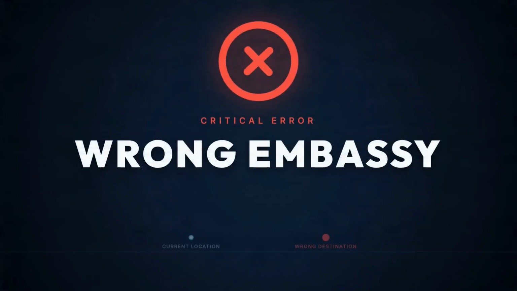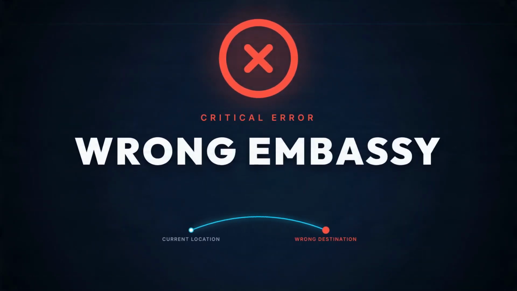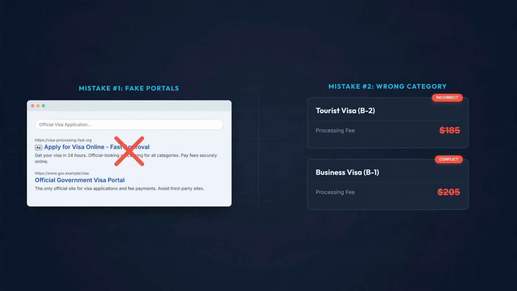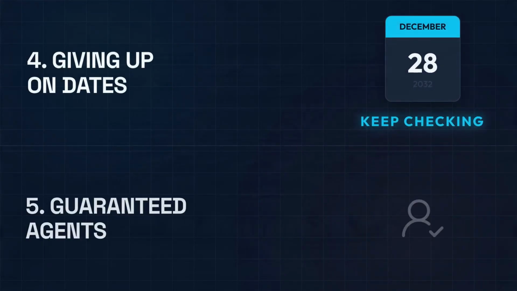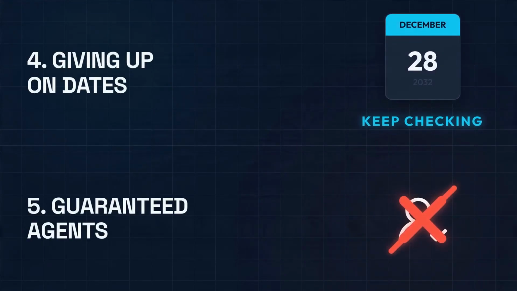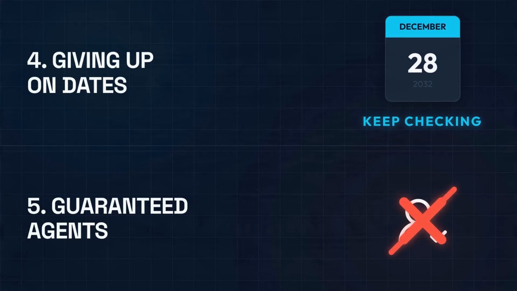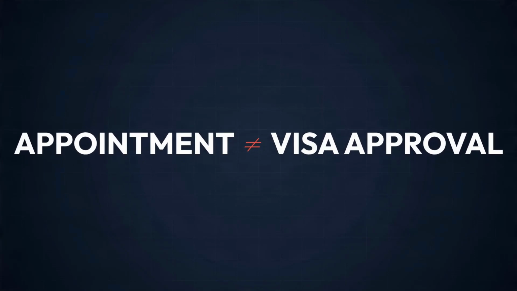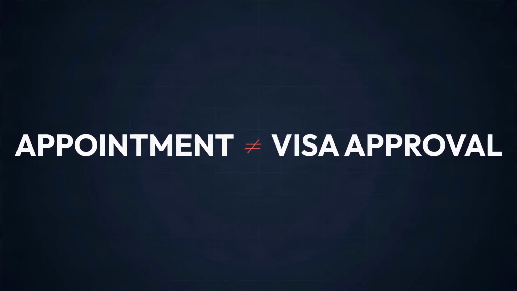So before you finish, remember these 5 mistakes. Number 1, paying before confirming the correct embassy or processing post. Number 2, using a random appointment website instead of the official link. Number 3, choosing the wrong visa category just because the fee looks similar. Number 4, assuming the first appointment date will never change. And number 5, paying an agent who claims they can guarantee a visa or a special slot. An appointment is only an appointment. It is not a visa decision. Keep your focus on the facts and the official process.